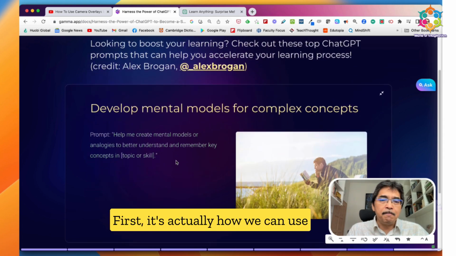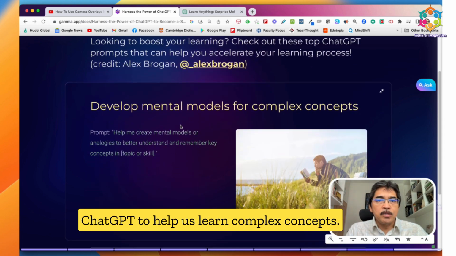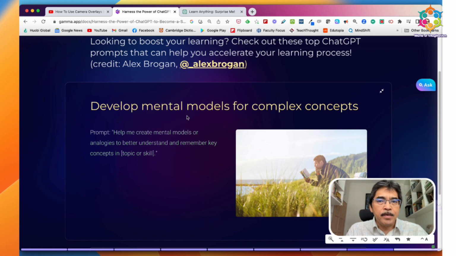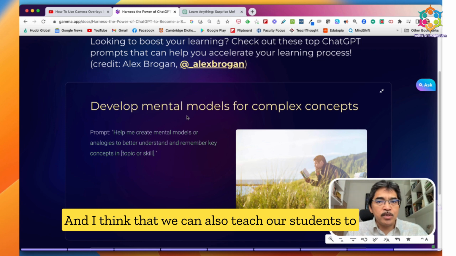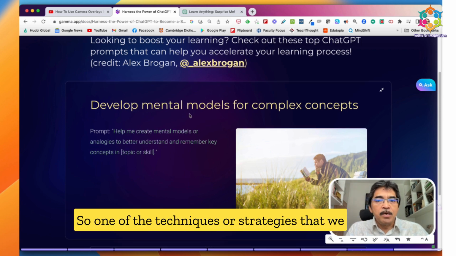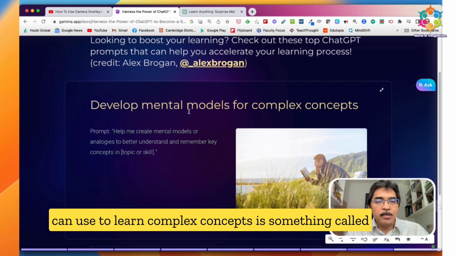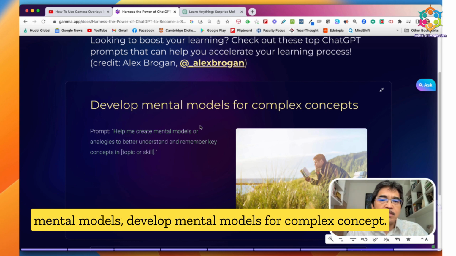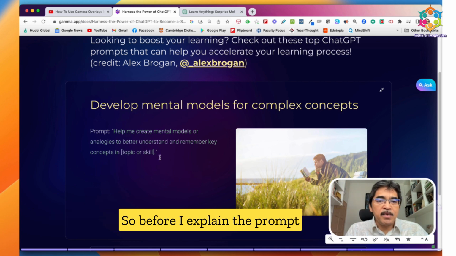First is actually how we can use ChatGPT to help us learn complex concepts. And I think that we can also teach our students to use ChatGPT for this purpose to help their learning. So one of the techniques or strategies that we can use to learn complex concepts is something called mental models. Develop mental models for complex concepts. So before I explain the prompt here, let's jump to ChatGPT.